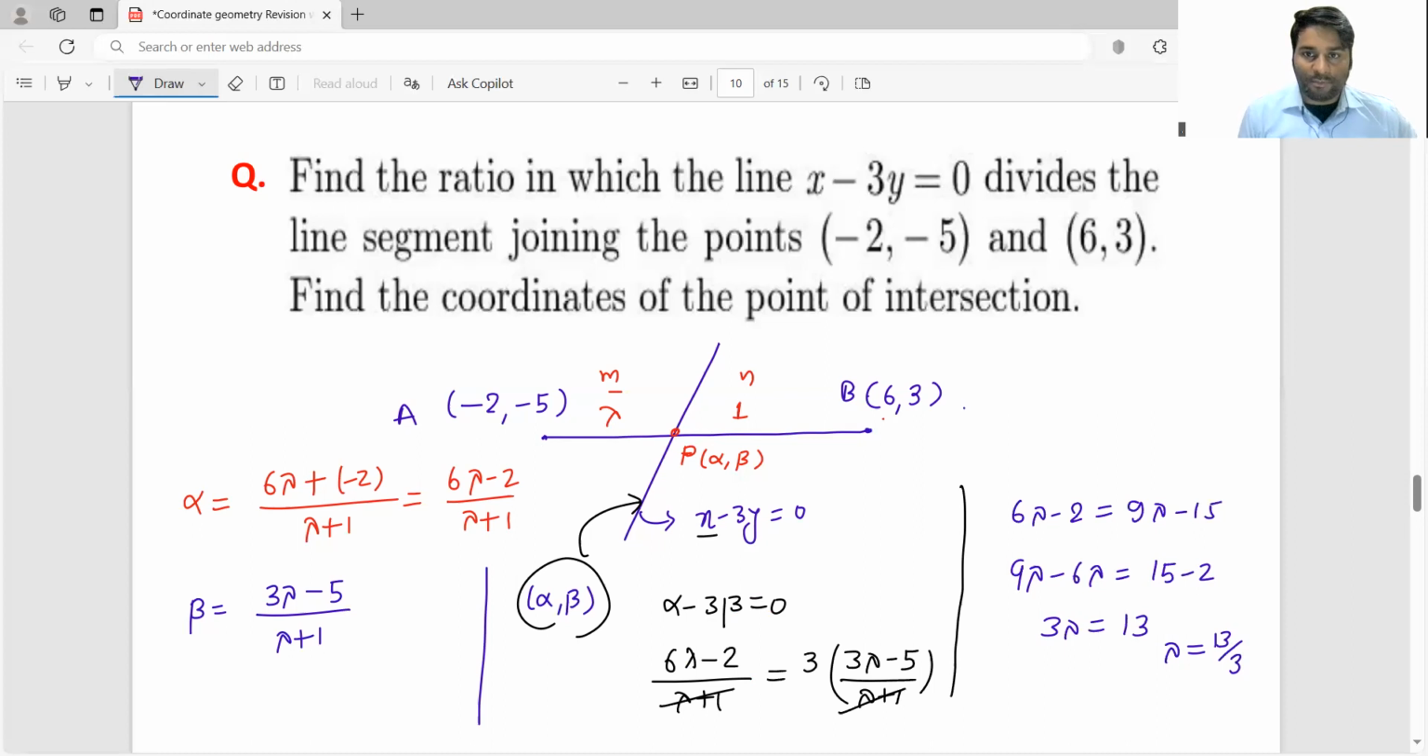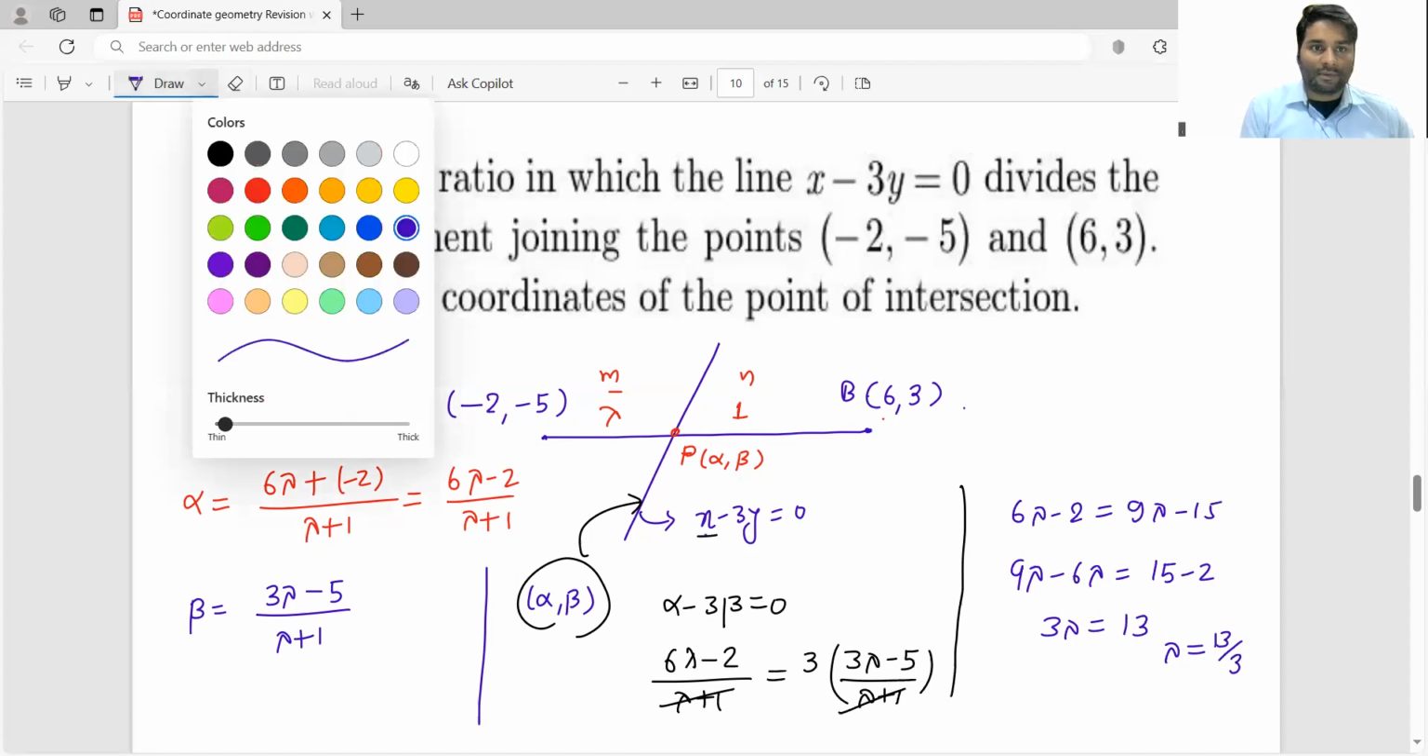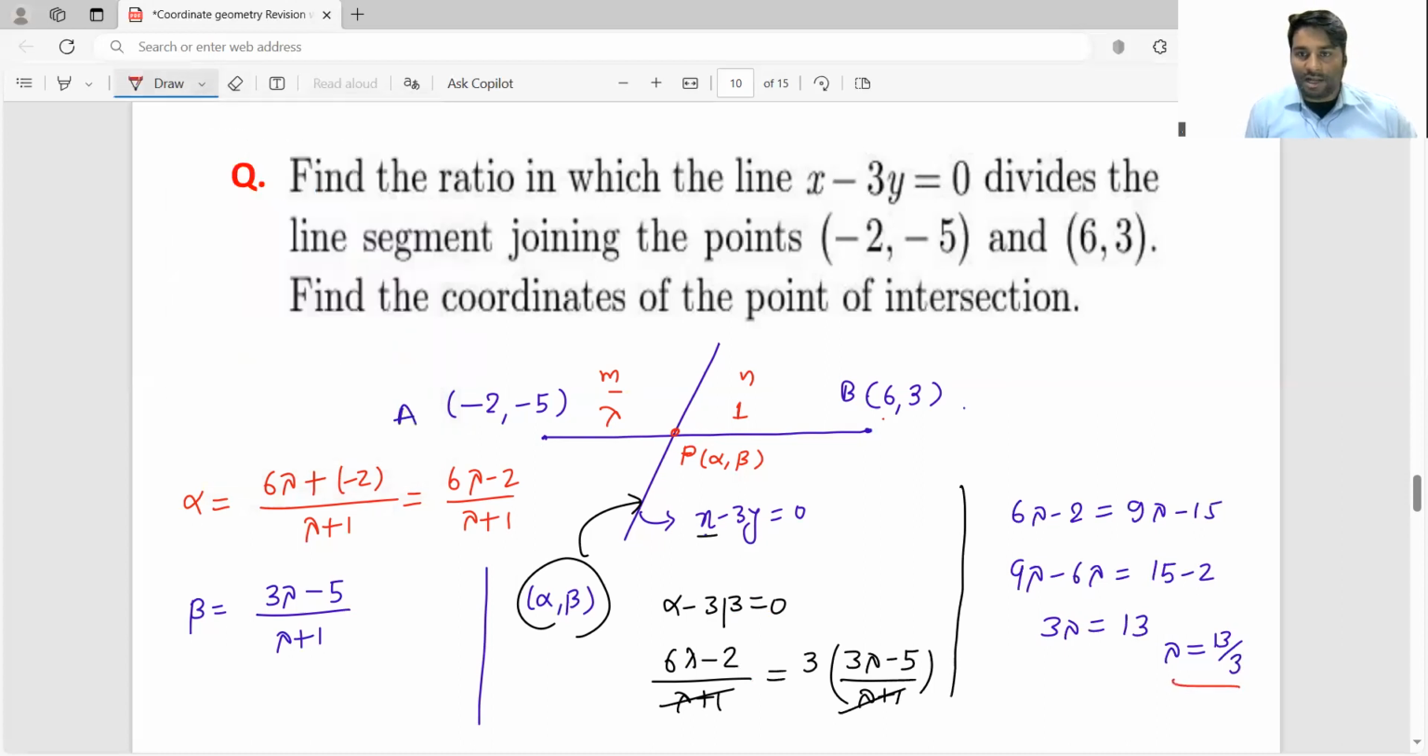Now just substitute the value here. You can easily calculate alpha and beta by substituting lambda is equal to 13 by 3. So you'll get the point of intersection. I hope this is clear to everyone. Okay, great.